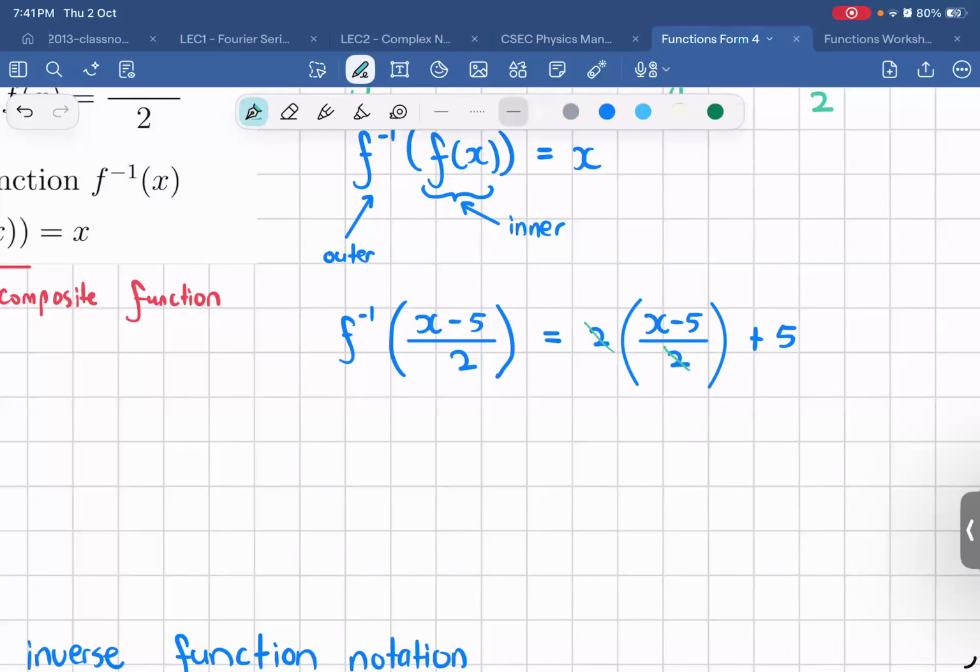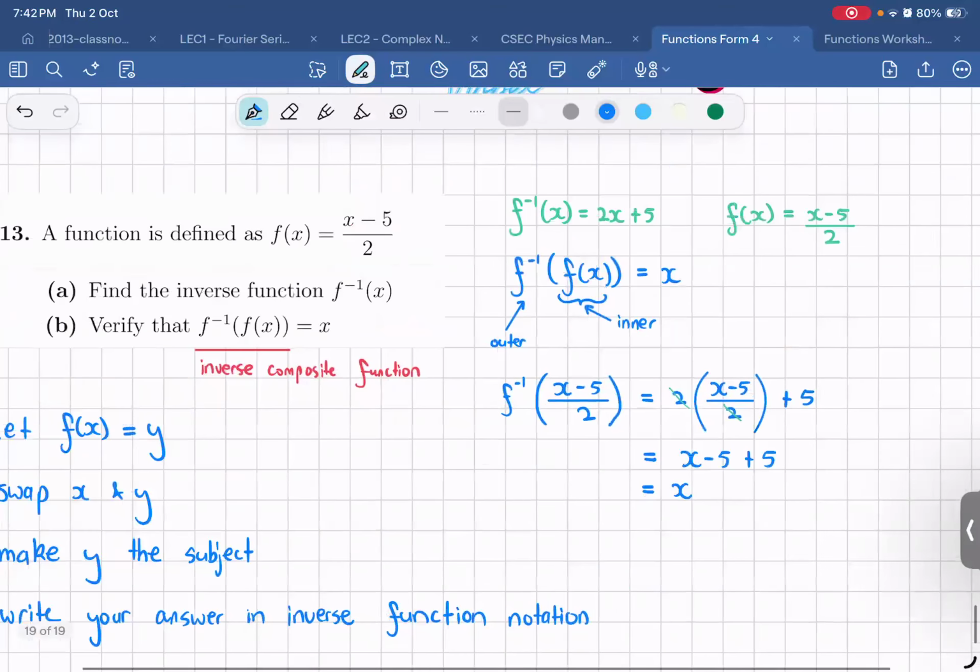If the 2s cancel off, what am I going to write in the next line? X minus 5 plus 5. What's minus 5 plus 5? 0. So we end up with x, and that's what they wanted us to prove.